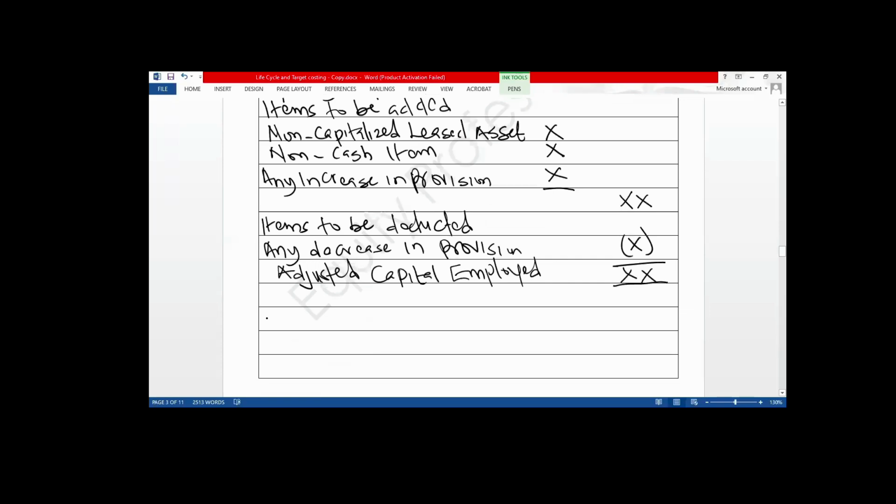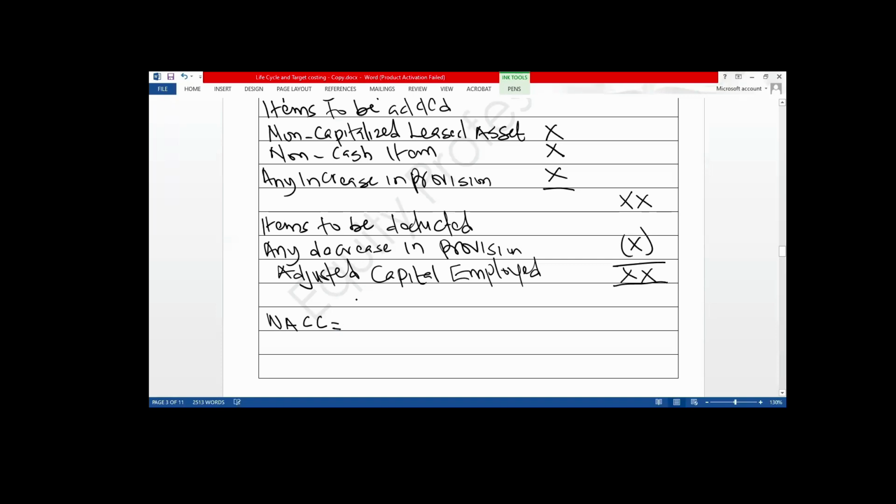Then the last thing to be calculated is WACC, weighted average cost of capital. In some questions, the examiner will give you the cost of capital. In some questions, the examiner will ask you to calculate it yourself. So how do we calculate this ourselves?